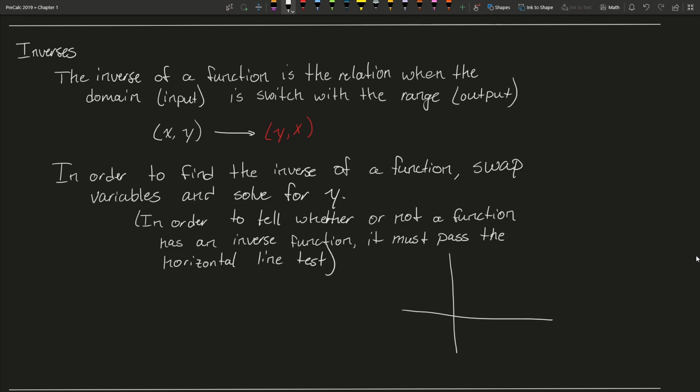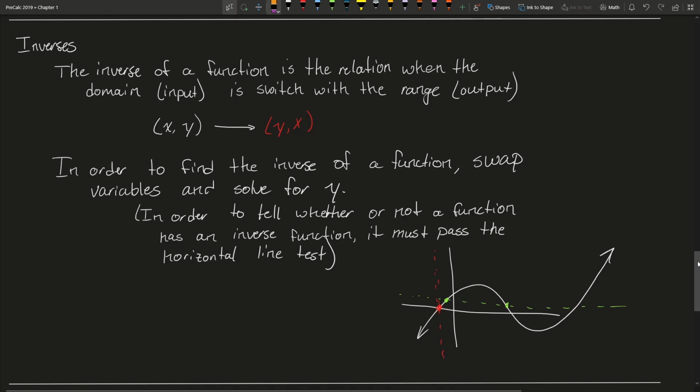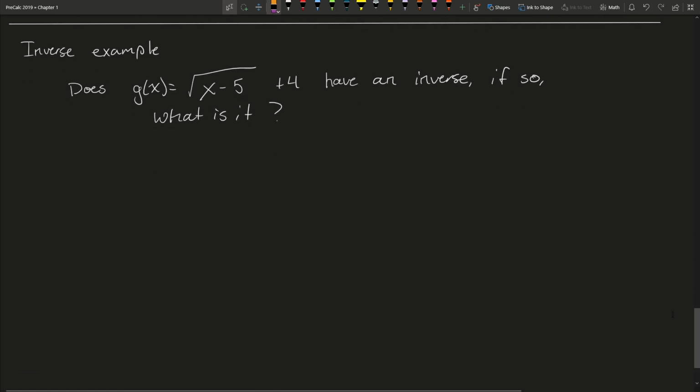Alright, so just in general, if we have some graph, we know that it's a function by the vertical line test. So if we draw a vertical line anywhere along this graph, if it only hits the graph once, then we know it's a function. But in order to see if it has an inverse, it has to also pass the horizontal line test. So if you put a horizontal line along the graph and it hits more than once, then its inverse is not a function. In order to actually find an inverse, all we do is swap variables and solve for y.